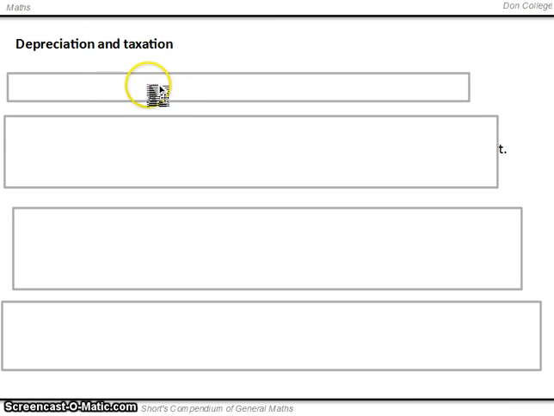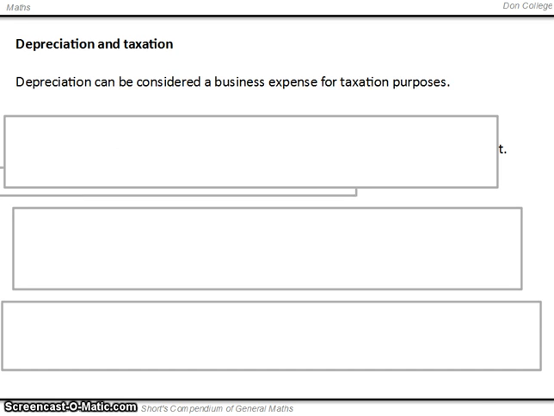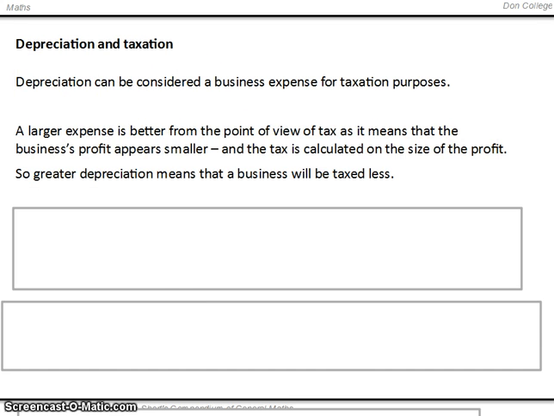Something a little bit odd about depreciation and taxation. Ordinarily, you might think that you always want things to depreciate slowly. If you have a car, you would want it to hold its value. You don't want it to be suddenly worth nothing. But in the case of taxation, it's a little bit different. Depreciation can be considered a business expense. What this means is that as your assets become worth less, then your profit could be considered smaller, which means that your tax burden could be considered less. So you would have to pay less tax.